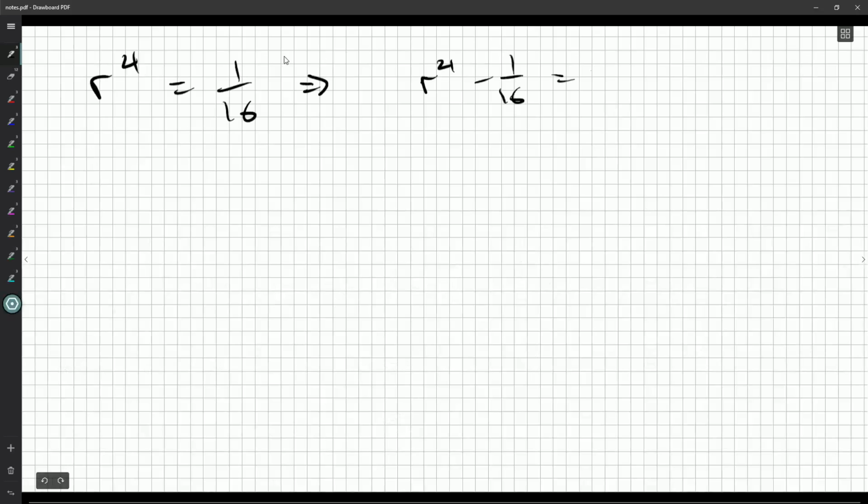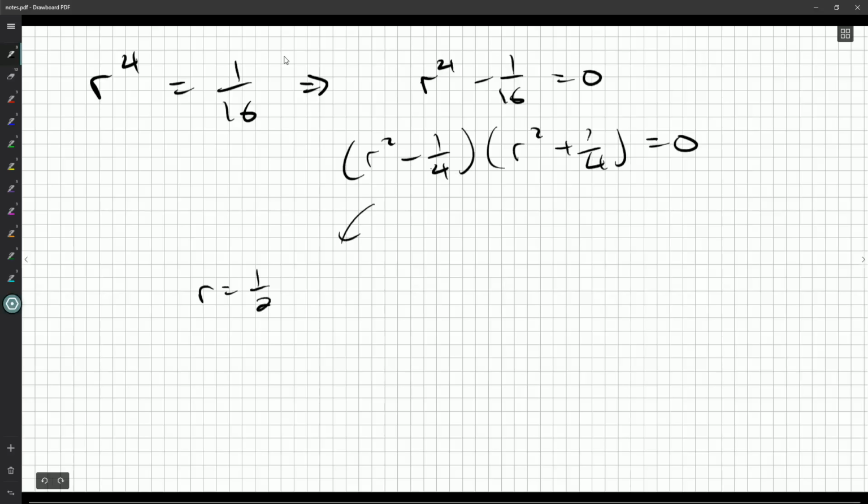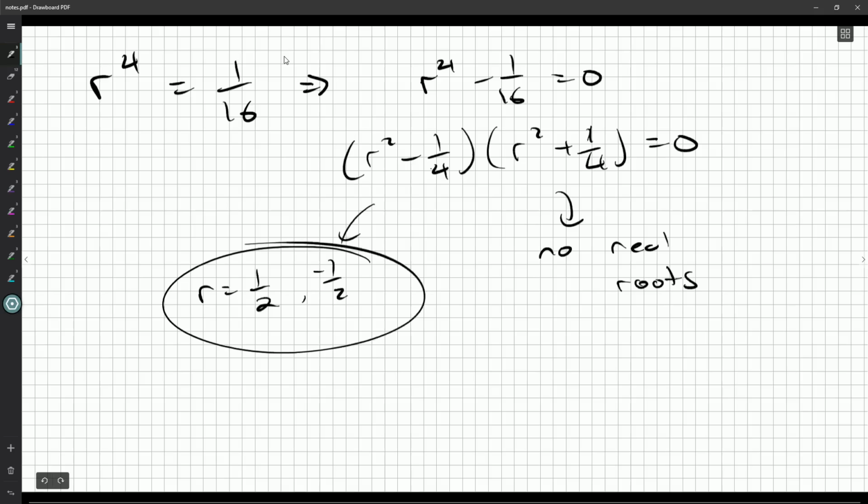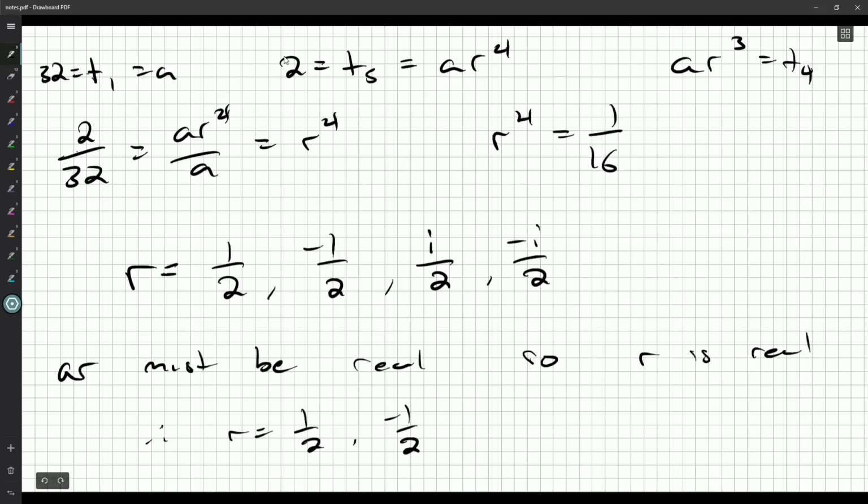Another way to do it would be instead to say something like, well, if R to the 4 is 1 over 16, then R to the 4 minus 1 over 16 is equal to 0. And you could use a couple of difference of squares to figure this out. This one gives you roots of R is a half or negative a half. This one has no real roots. And then you could avoid writing down any complex numbers if you're uncomfortable with complex numbers. But either way, we see that we've got two choices for R, a half and negative a half. Okay, so each of those should yield their own sequence and their own T4.